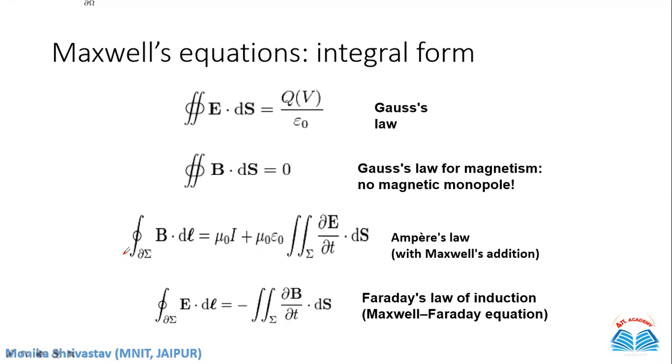You know, this is Ampere's law, from here to here, it is our Ampere's law. And Maxwell added one extra term here. So this is Maxwell's addition. From where it is coming, there is a derivation, but we will not do that derivation here. And the last one is the closed integral of E dot dl equals minus the surface integral of del B over del t dS. This is obviously Faraday's law of induction.